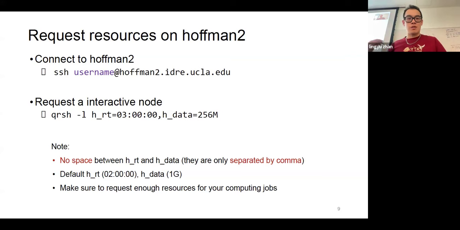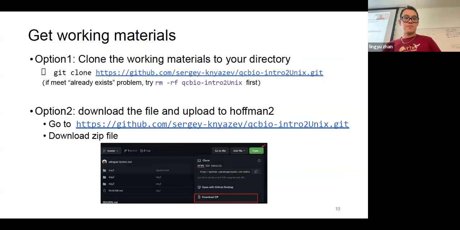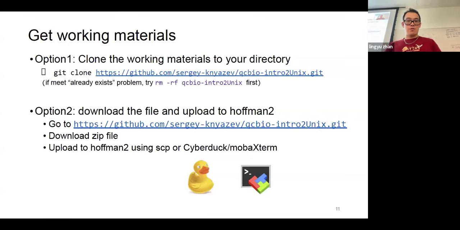We're not going to need this for today, but in the future, if you want to request an interactive node, you should run qrsh -l. If you don't add anything, just run qrsh. It also works. It will just request a 2-hour interactive node for you with 1 gig of memory. If you want to specify it differently, then you can do it. We already have this, so it's fine.